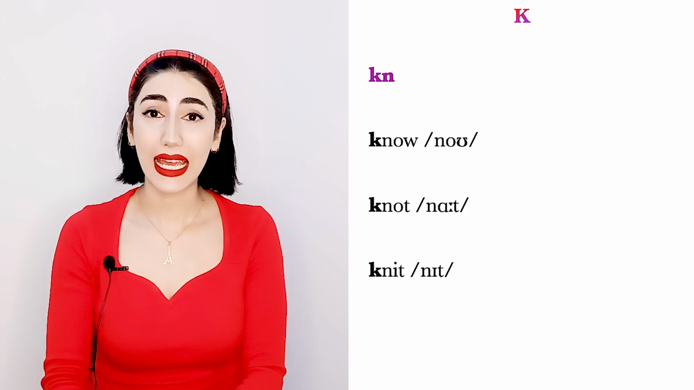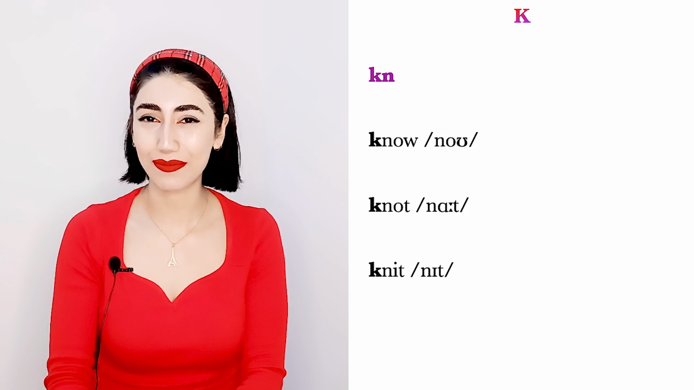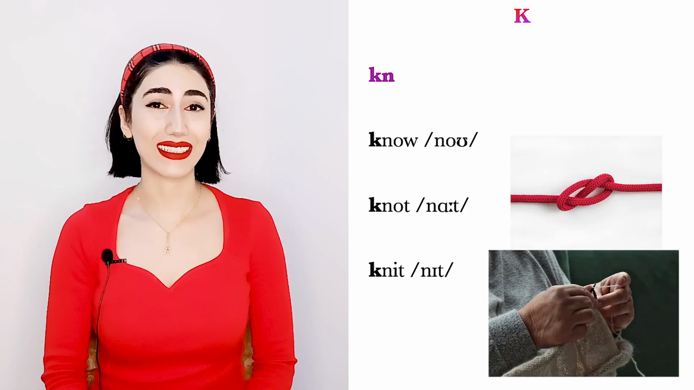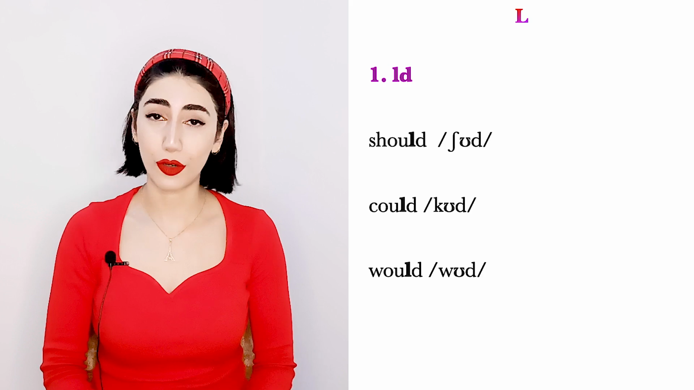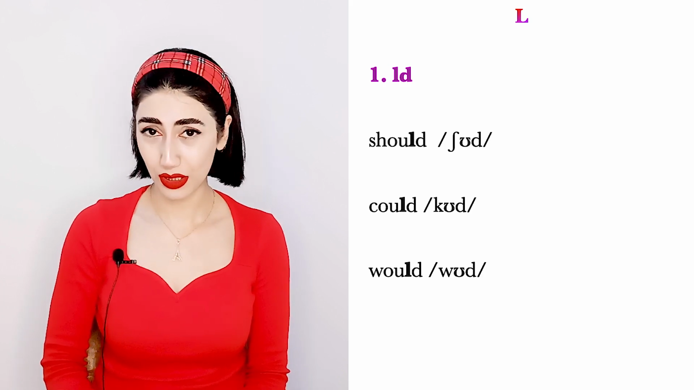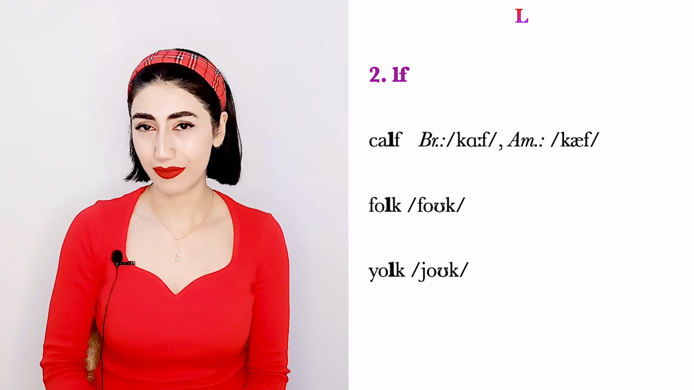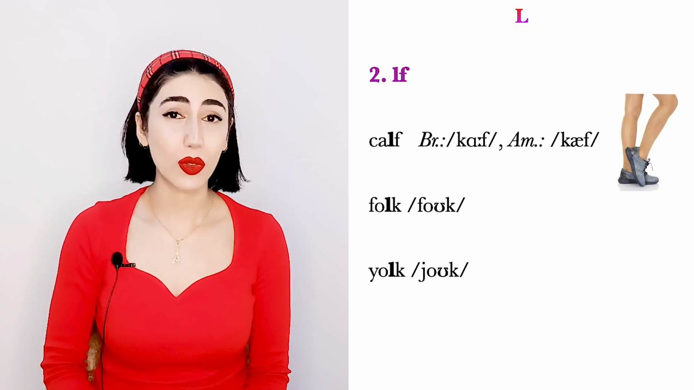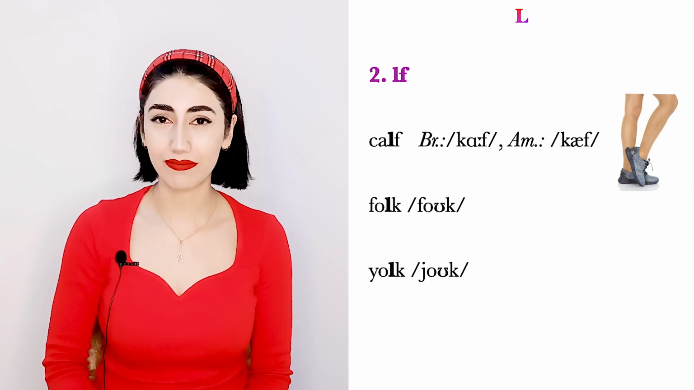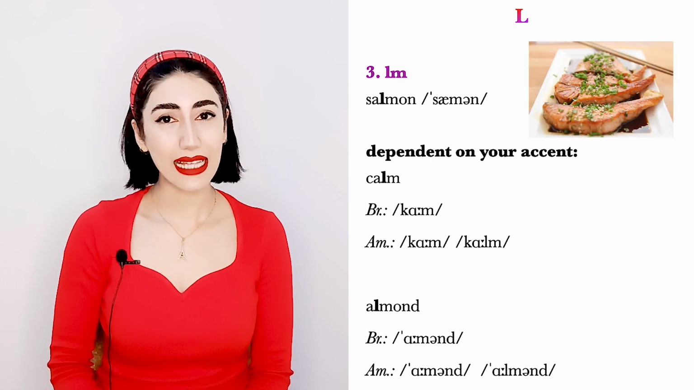When there is KN, we have a lot of silent K, such as in no, not, knit. L has 4 forms. Sometimes when there is LD, like in should, could, would. Sometimes when there is LF, like in calf, or the British pronunciation calf, and then folk, yoke. Then when there is LM, like in salmon.